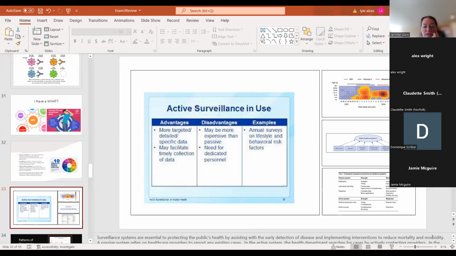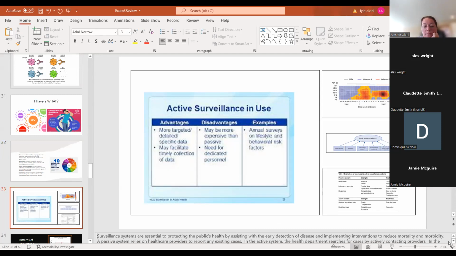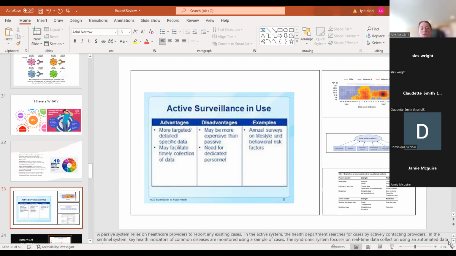All right, so example surveillance systems, what we use them for so that we can try to protect the greater community. We have a passive system, which is going to be passive again. So they're not overly active. We're just going to have healthcare providers report. And then we have our active system, where we go out there, we search for cases, we get in touch with them, and we make sure that the cases are found in our surveillance.